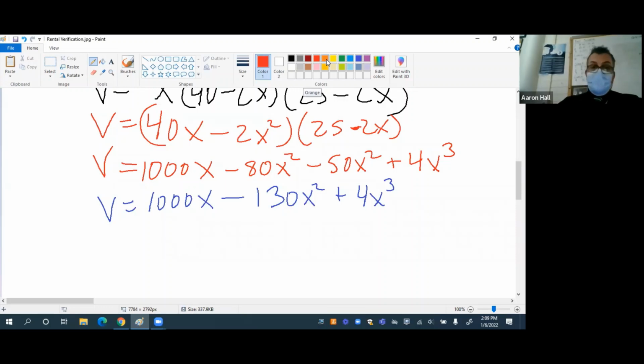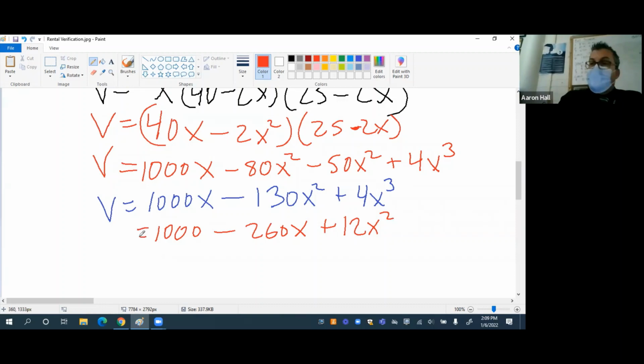Let's use the power rule. When I use the power rule, now we're using calculus. What does this become? 1,000 minus 260x plus 12x squared. And that equals what? It equals 0, because this is an optimization problem. I'm trying to find that maximum volume.